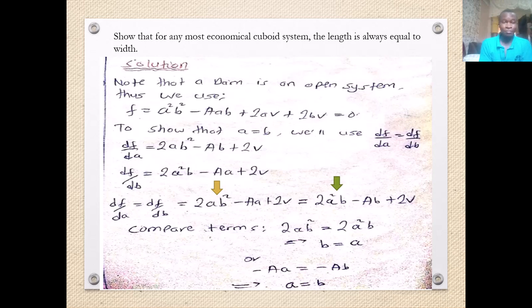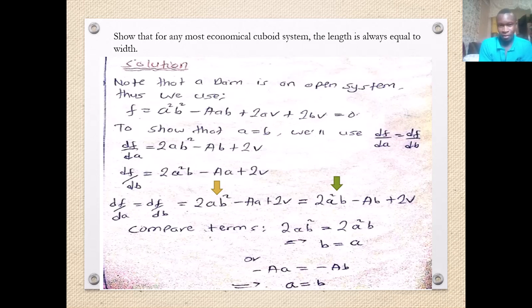That's number one thing that we have to note down. Having noted that, that is going to help us decide which model we are going to use. So of course, we are going to use the open system cuboid, and the function for that is a squared b squared equals a a b plus 2av plus 2bv equals 0. This is what we are going to use in this case. Now we want to show that the length is equal to the width. We are going to find the partial derivative of the function with respect to a, and then equate it with the partial derivative of the same function with respect to b. Because you can see this model has two variables, a and b. A and v are constant.